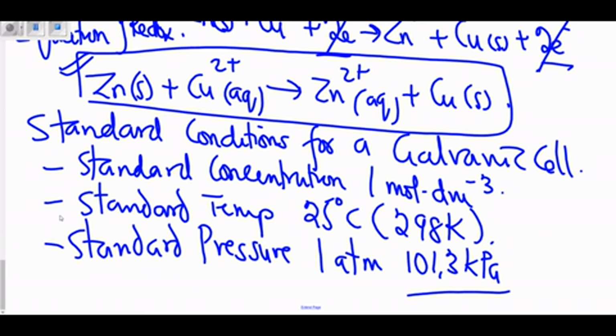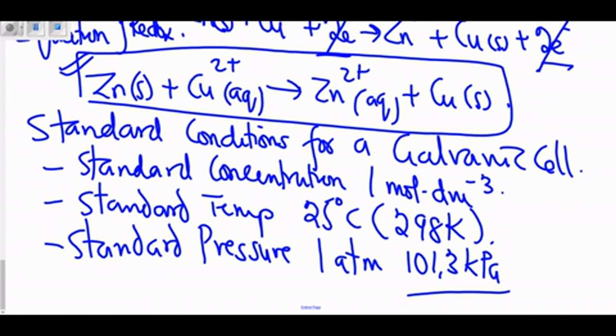The value of that is on your data sheet, which you would use during the exam. But we need to know. Remember, pressure is only applicable when we have gases. Okay, so these are standard conditions that we need to know.